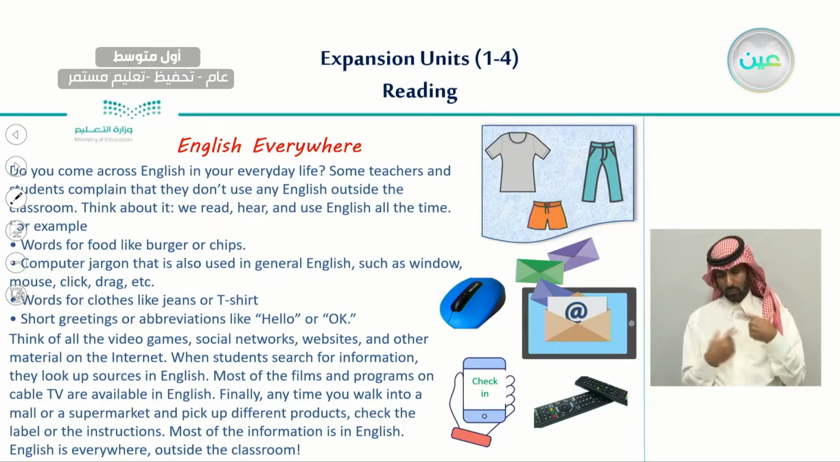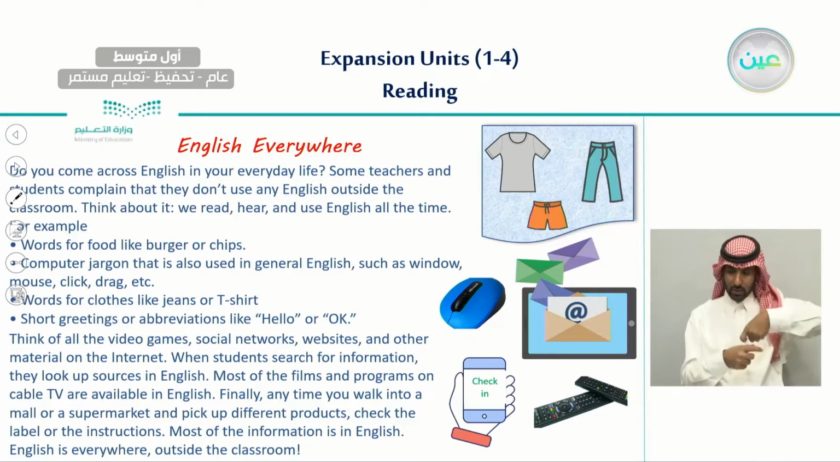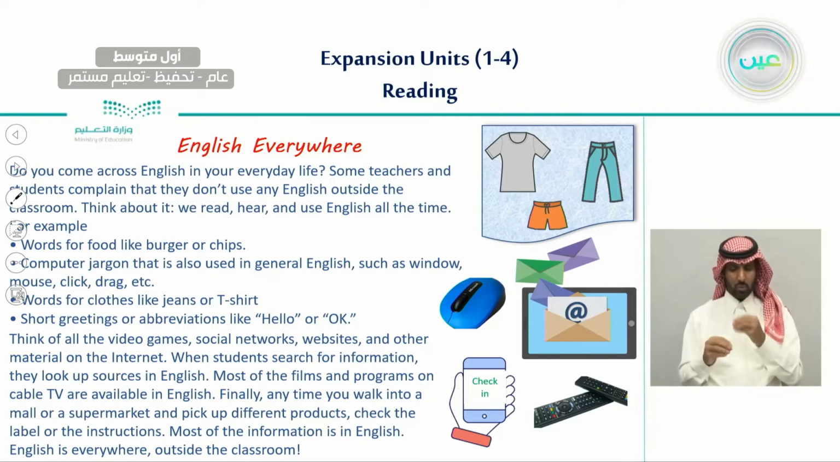For example, words for food like burger or chips, computer jargon that is also used in general English, such as window, mouse, click, drag, etc. Words for clothes like jeans or t-shirt, short greetings or abbreviations like hello or okay. Think of all the video games, social networks, websites, and other material on the internet.